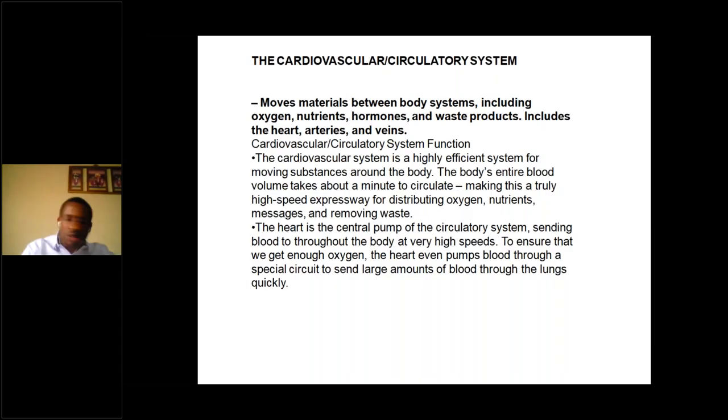Lymph and all those things are distributed with the speed of light. In a minute, everything is distributed. The heart is the central pump, as we mentioned earlier, for the circulatory system. So it sends blood through the body at a very high speed. That's why when you get a cut, maybe you're killing a chicken, immediately you cut it, you see the way the blood is coming out, because that is the rate at which the heart is pumping it.